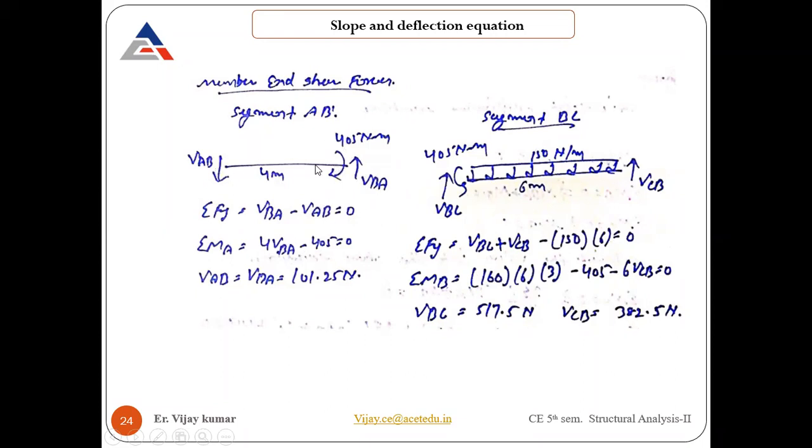VBA into 4 minus, it is going to be rotating. Let me take a notation here. So how is it going to rotate? It is going to rotate in this direction. So VBA into its perpendicular distance, that is 4 meter. It is anticlockwise, so I just take it as positive here. And this moment is in negative direction. So minus 405 equal to 0.